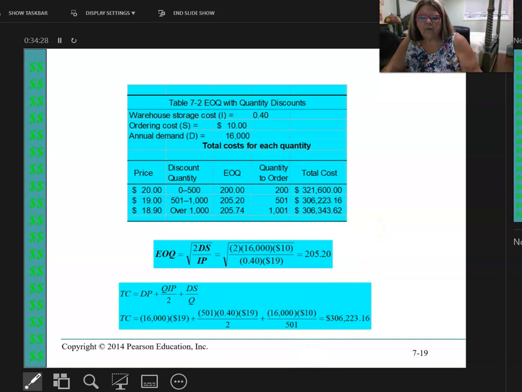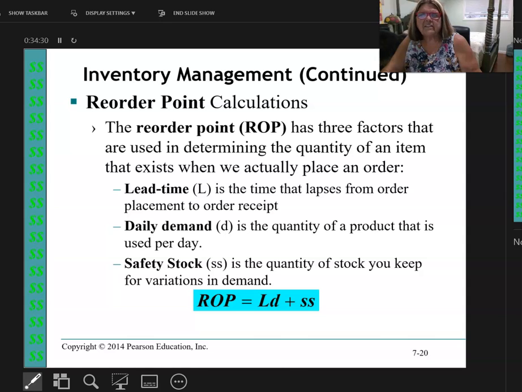Okay, let's talk about the reorder point. The reorder point has an actual formula too. L is my lead time. From the time I place the order, the lead time is how long it takes to get to me. D is the daily demand for the quantity of the product that is used per day. And SS is my safety stock. So I always want to have a reorder point that will cover my lead time and my safety stock. I want to have enough stock on the shelf while I wait the 8 or the 6 weeks or whatever.